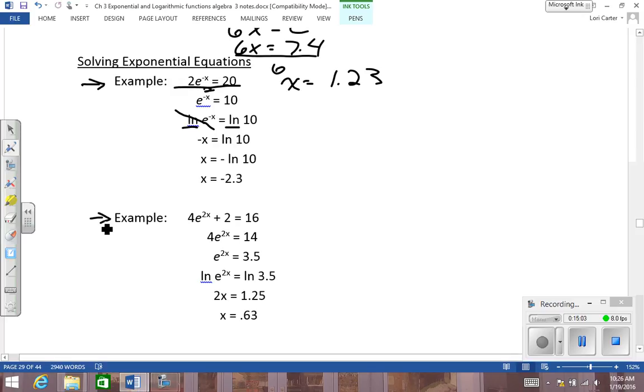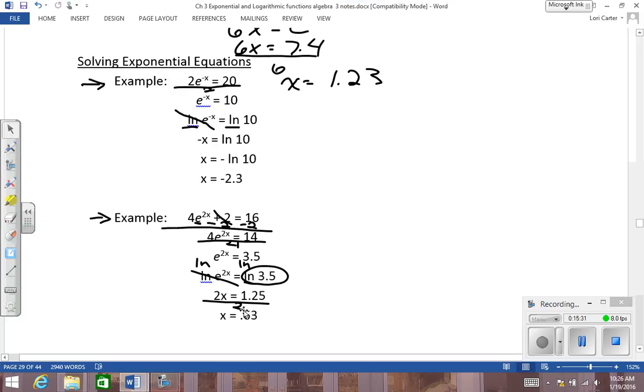All right, this one, a little bit harder, but not much. Order of operations problem. Subtract the 2, because this has to be by itself. Now I have to divide by 4. Then do natural log of both sides. 2x equals, type that in. Divide by 2. Order of operations problem. Okay, are we getting it? It's 6. I got it.